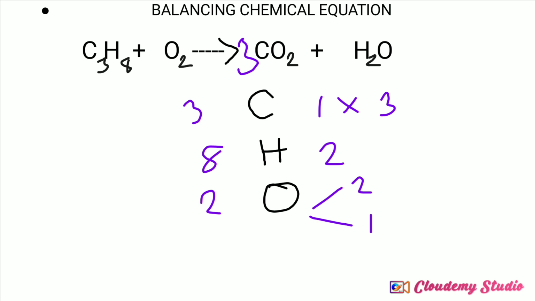Previously it was mentioned 2 times at one place, and that 2 times ought to be multiplied by the coefficient 3. So 2 times 3, that will become 6. So this 2 will change to 6.